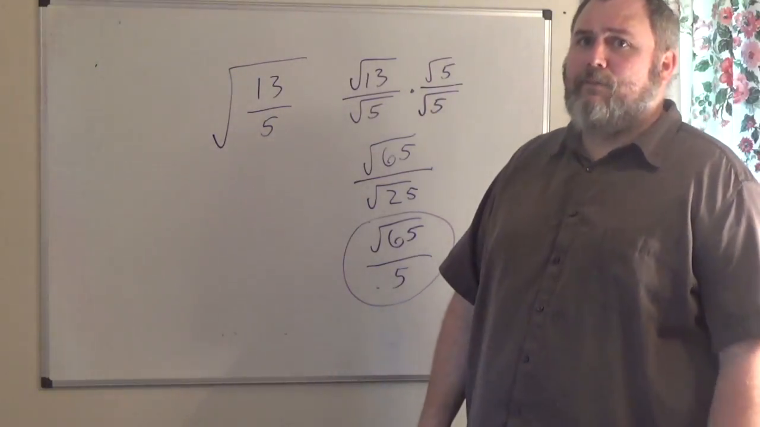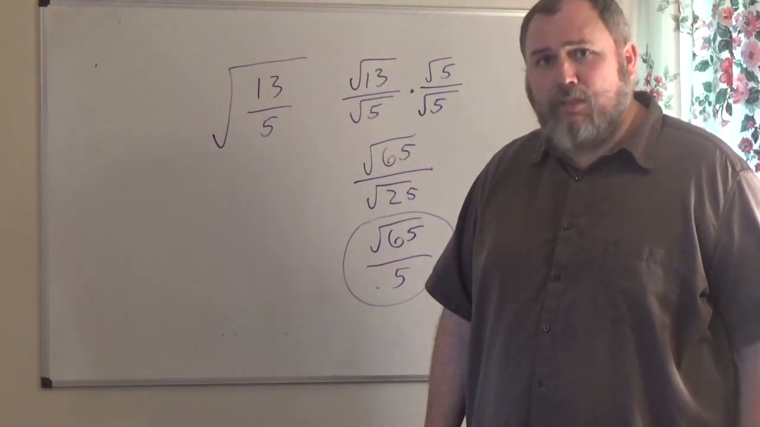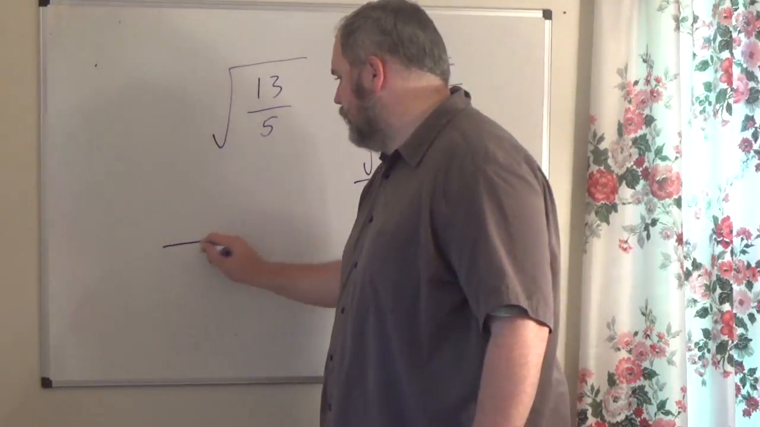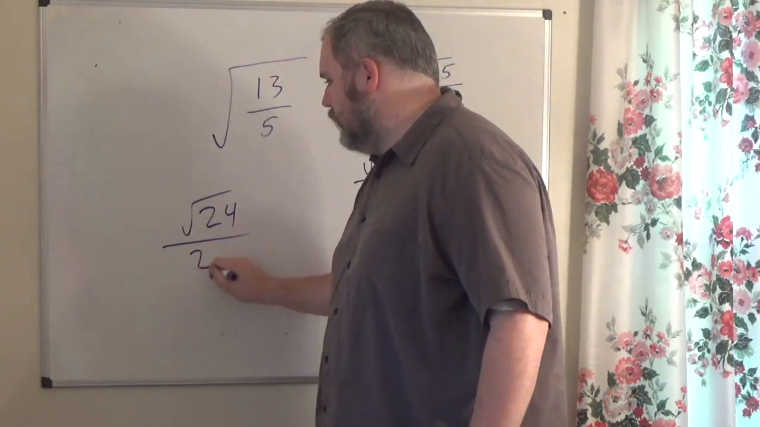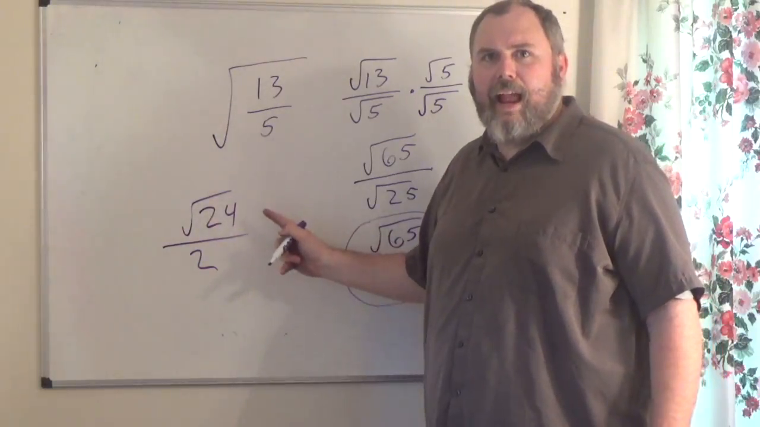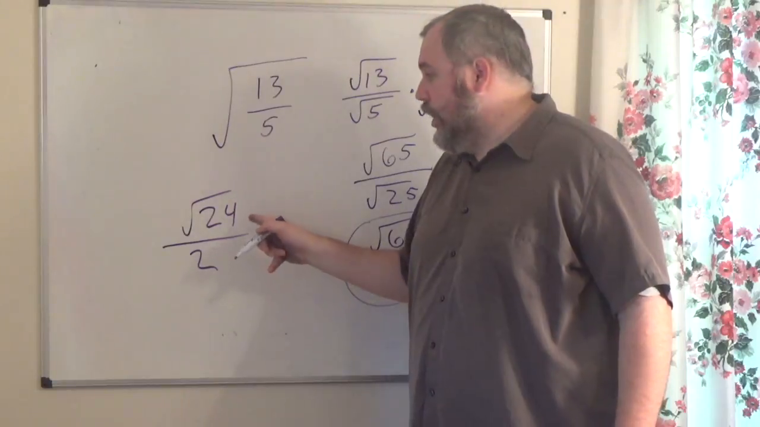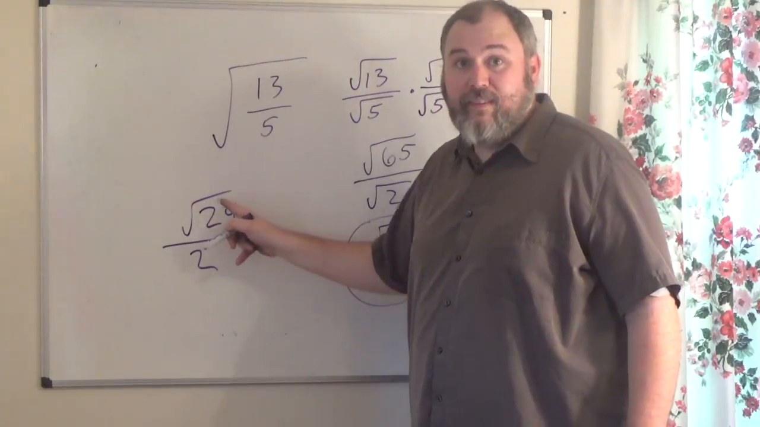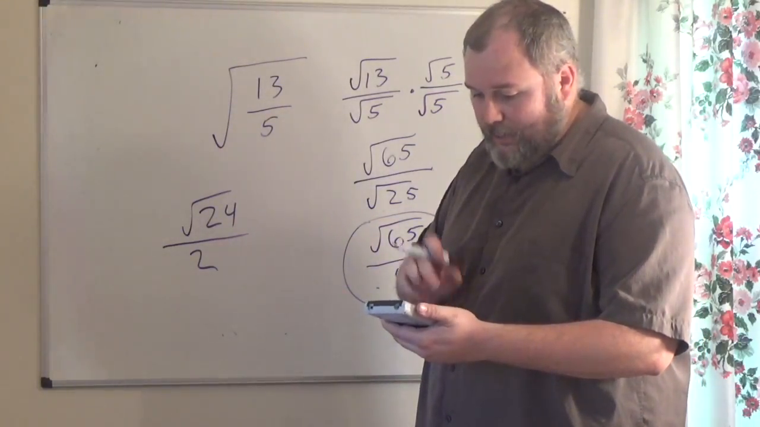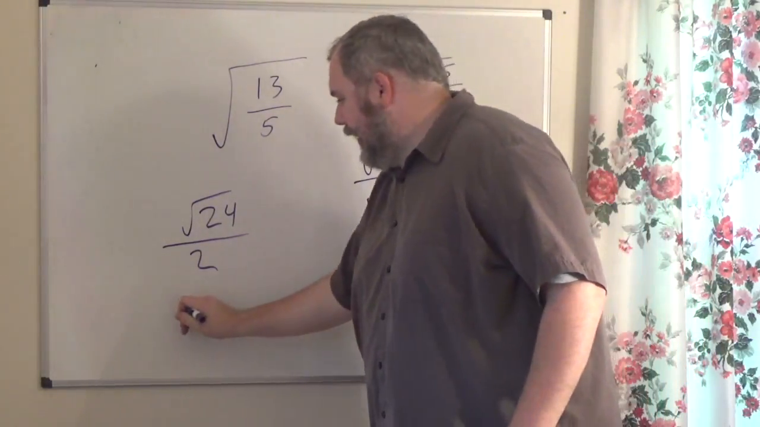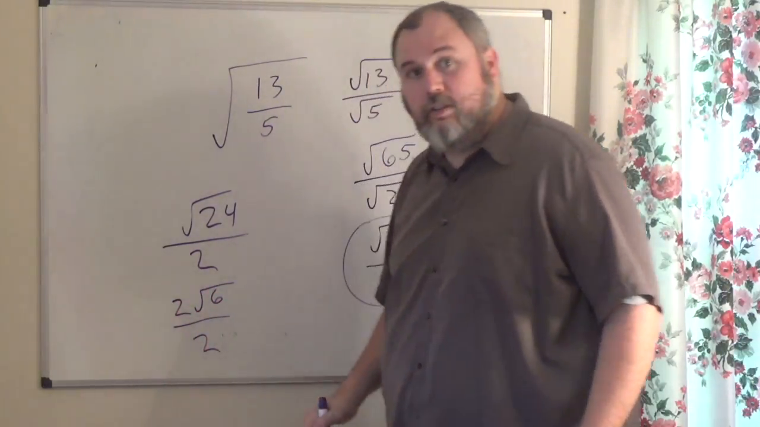Now, let's say for the sake of argument, and we might run into something here soon, that you came up with this answer after we've rationalized the denominator. We know what we have to do here is we need to simplify this any farther. So what can I factor out of 24? Well, I can factor out a 4. And that leaves me with 2 times the square root of 6 divided by 2.